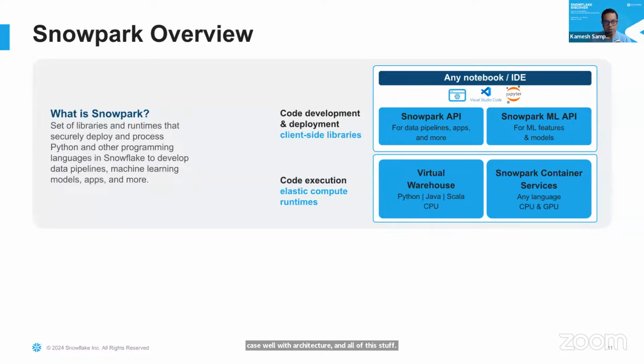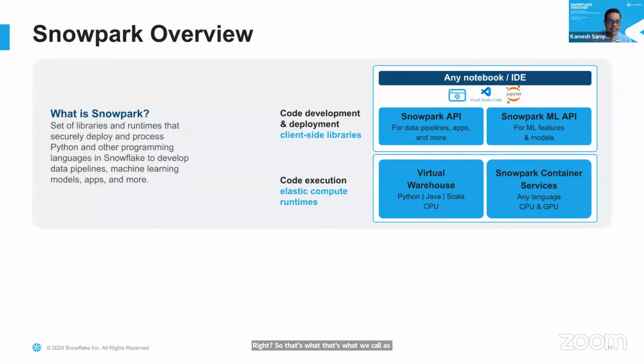What we call Snowpark is nothing but a set of runtimes and libraries that we have defined so that you can build an application using Snowflake and make your application interact with other stuff. That's what we call Snowpark at Snowflake.